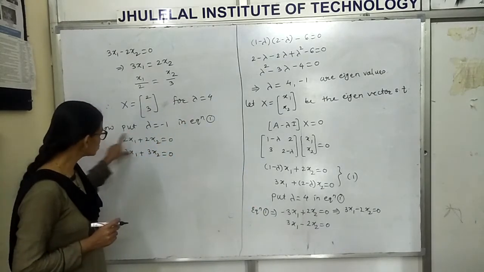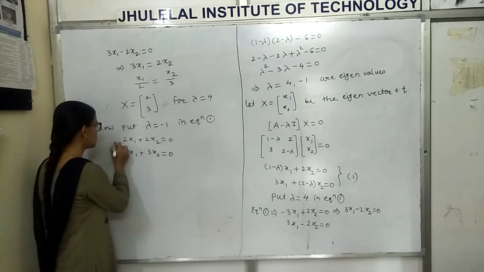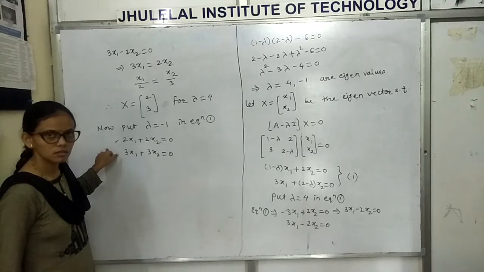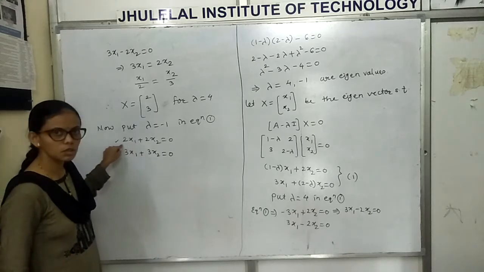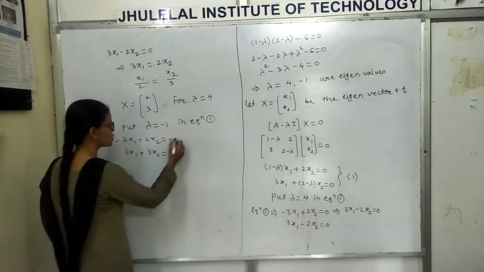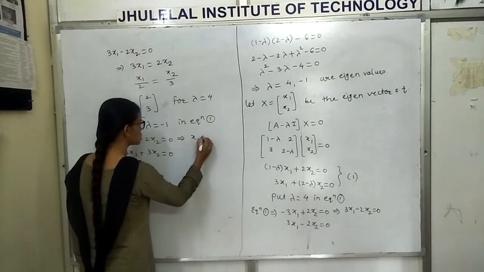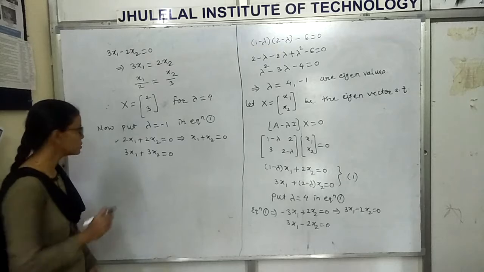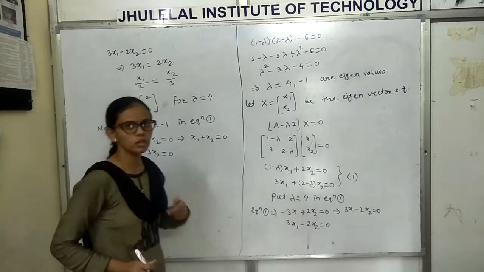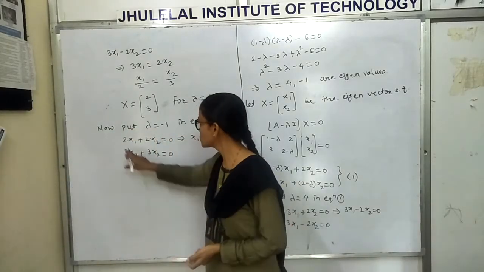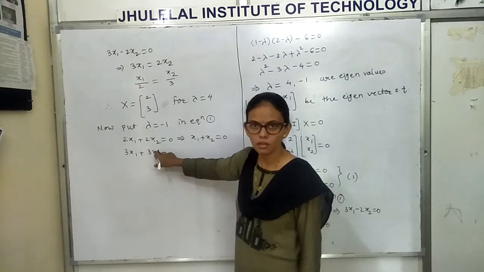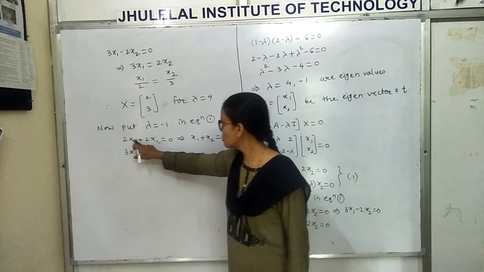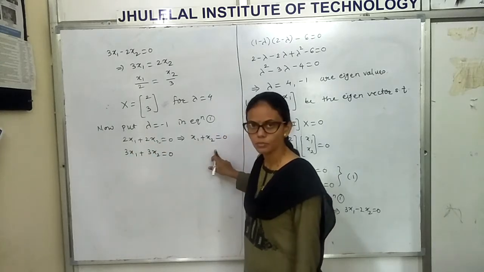Now in these two equations, see the first equation. What is the common term here? If you see the first equation, the common term is 2. It is divisible by 2, so we can divide this equation by 2. This equation will be reduced to x1 plus x2 equal to 0. If possible, try to reduce the equation to the lowest form. Here it is possible because 2 is the common term, so divide this equation by 2. So it will be x1 plus x2 equal to 0.